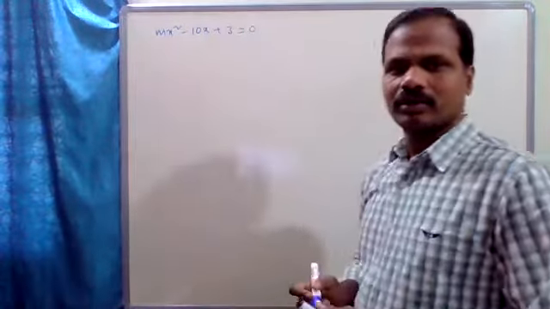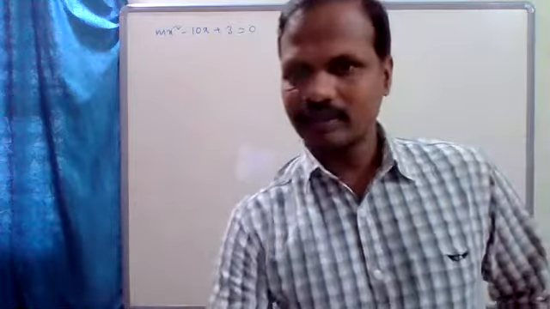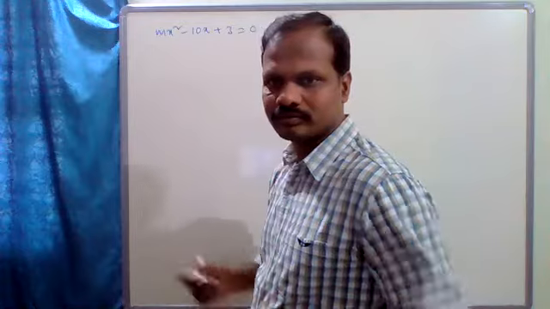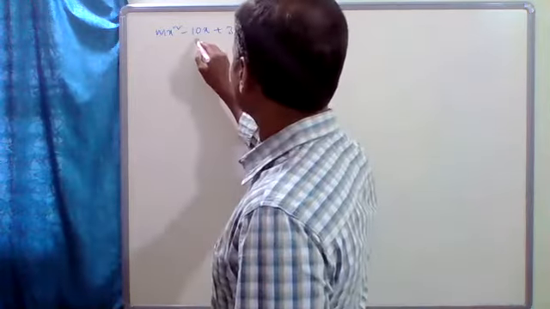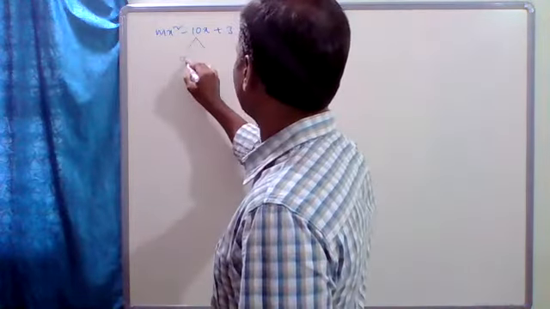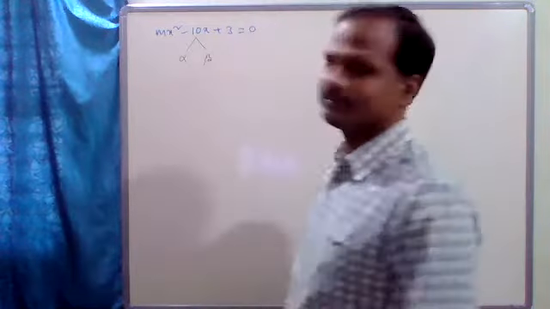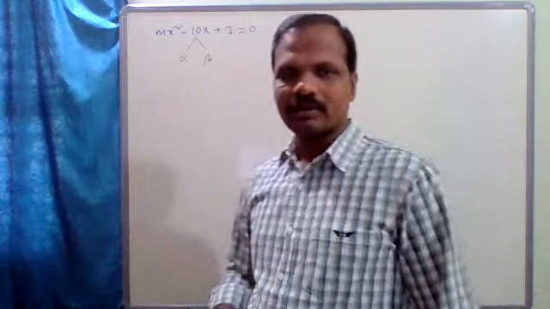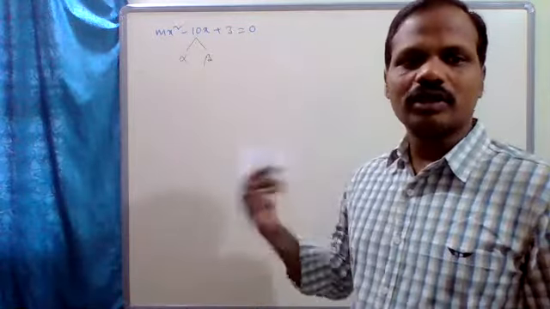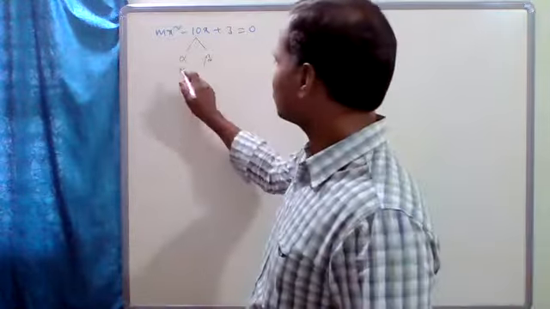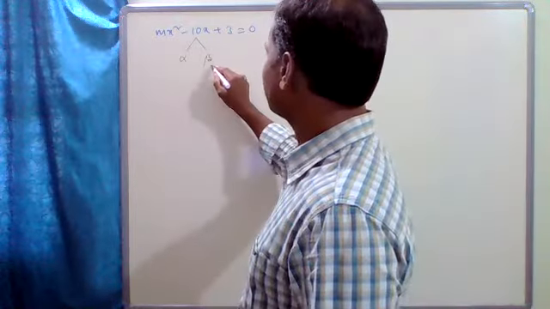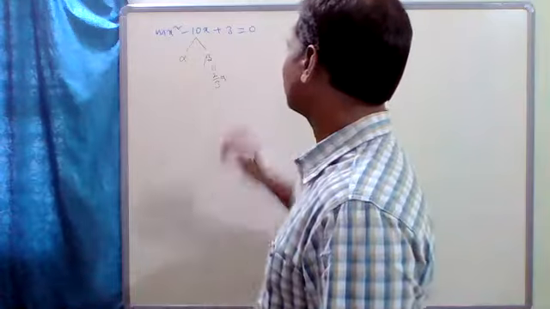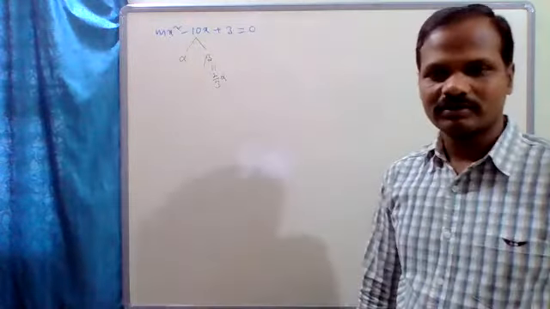I think you understood this problem. So let the two roots be alpha and beta. Now what is given? One root is 2/3 of the other one. Suppose one root is alpha, then the other one is 2/3, that means 2/3 alpha.